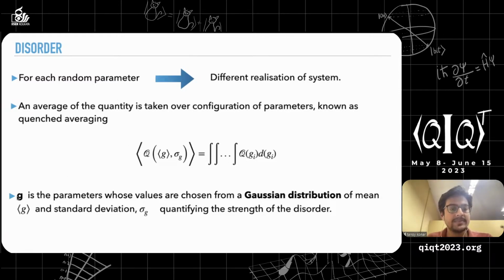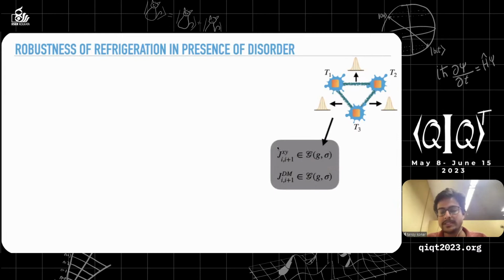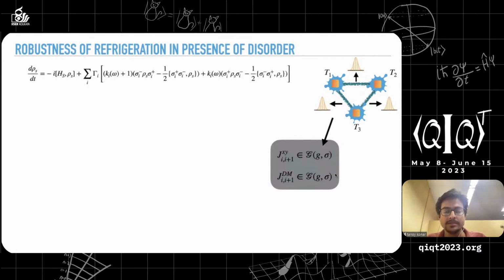So in that case, if G is the parameter in which we are putting disorder, this value we choose from a Gaussian distribution, which has mean G and standard deviation sigma G. This sigma G quantifies the strength of the disorder. So in our case, this is the system, and we choose each interaction strength Jij from a Gaussian distribution. So this J i,i+1 is taken from a Gaussian distribution with mean G and standard deviation sigma. So for each individual realization of interactions G and sigma, we evolve the total system by this local master equation.